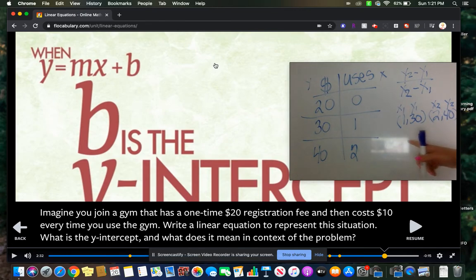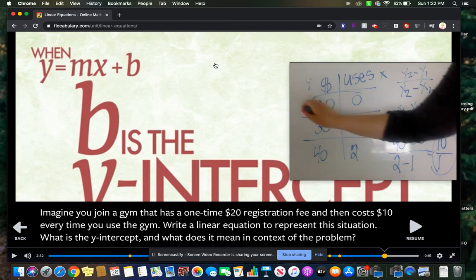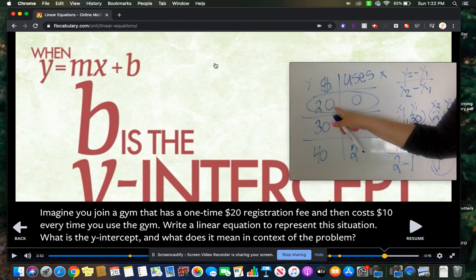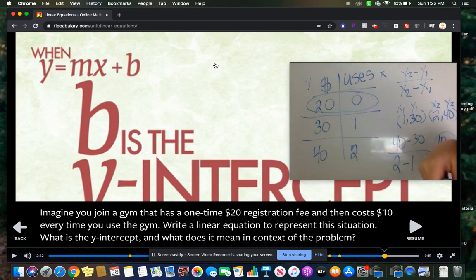Now go ahead and plug them in. Y2 is 40 minus Y1 is 30, over X2 is 2 and X1 is 1. And now we subtract. 40 minus 30 is 10. 2 minus 1 is 1. And here's your slope. Okay? And the y-intercept is where it crosses over the y-axis. And this one crosses over the y-axis at 0, 20. And this is representing the $20 membership fee.